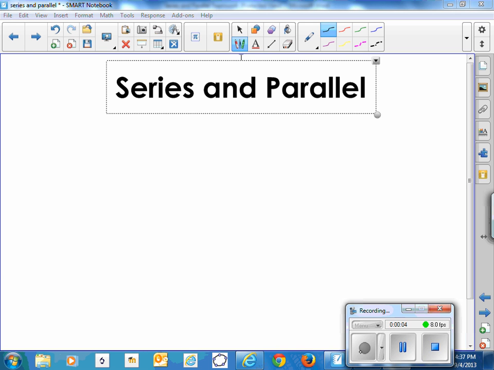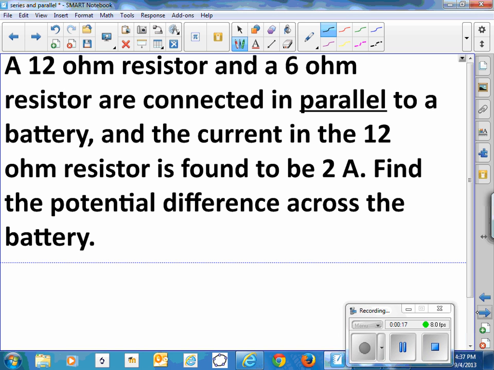A video clip about series and parallel circuits, so electrical circuits with resistors, voltages, currents. Let's say we have a 12 ohm resistor and a 6 ohm resistor connected in parallel to a battery, and the current in the 12 ohm resistor is found to be 2 amps. Find the potential difference across the battery.